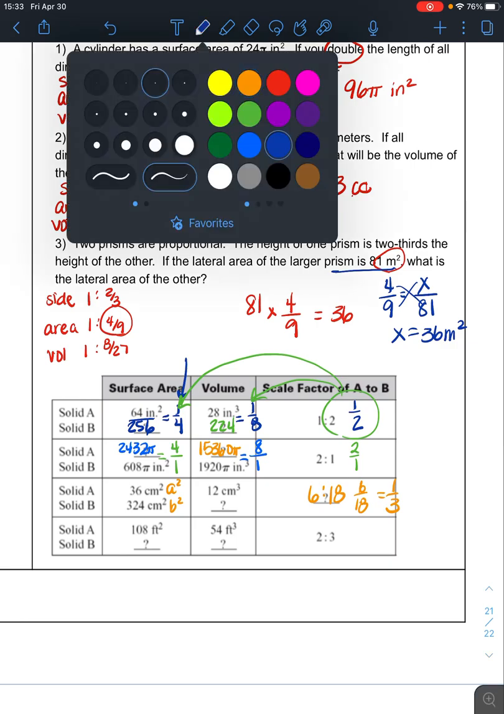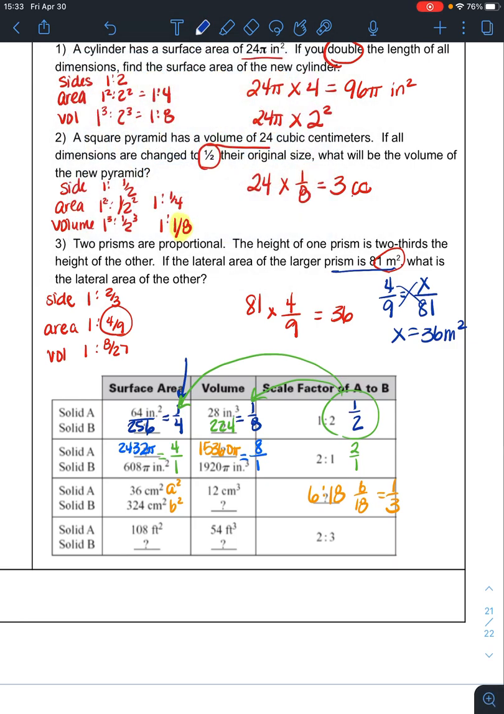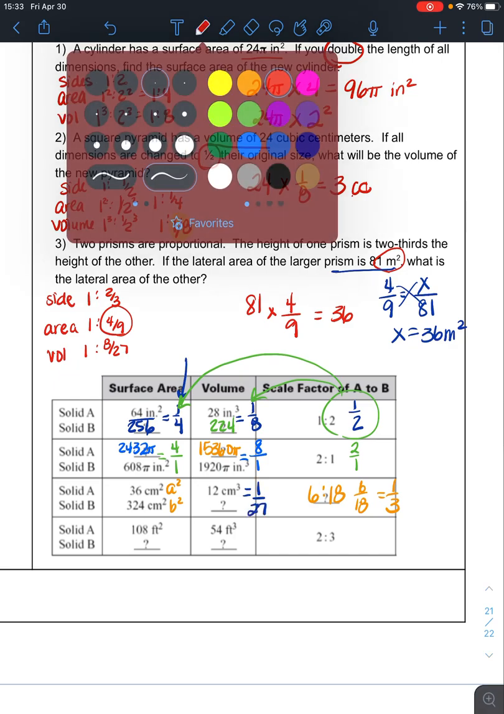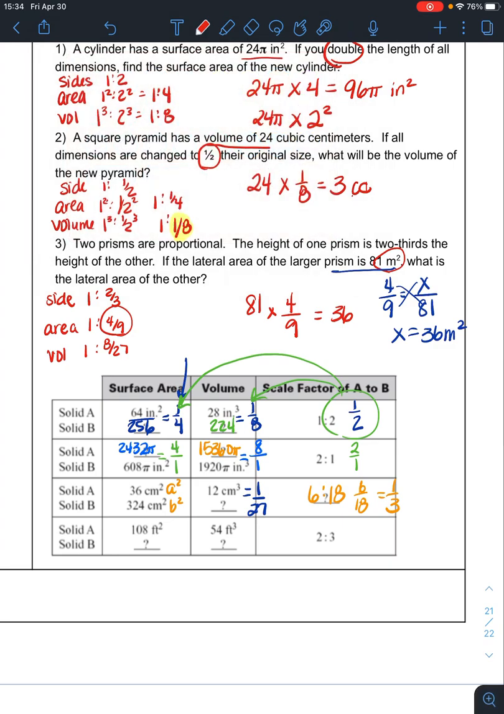So now I can go in and I can say, okay, well, 1 cubed is 1, and 3 cubed is 27. And I can see that my volume ratio would be 12 times 27. So my other volume, my larger volume, would be 324. And then in the last one, we're back to giving you a scale factor, right? It's 2 over 3. Square it to set up your proportion to solve here, and you'll get 48.